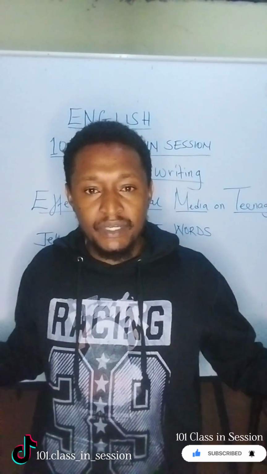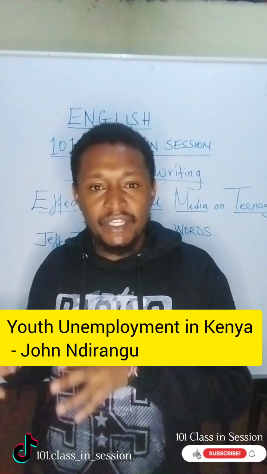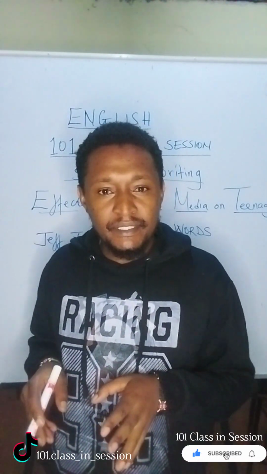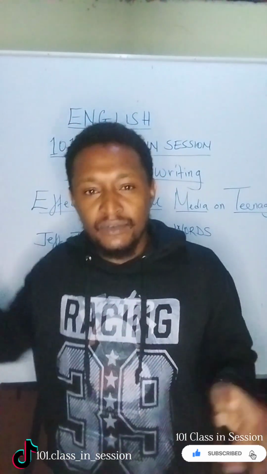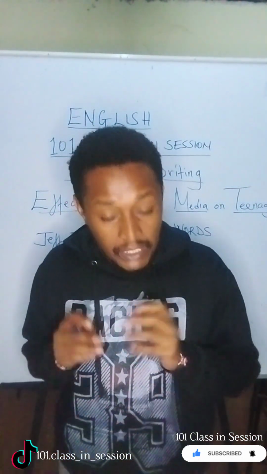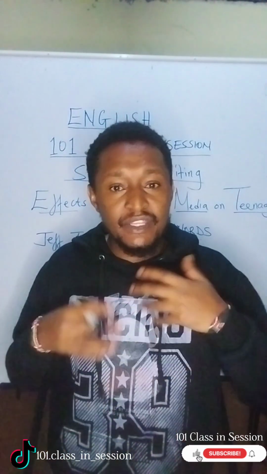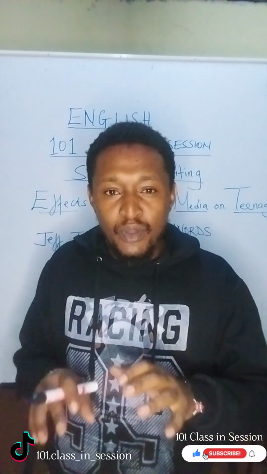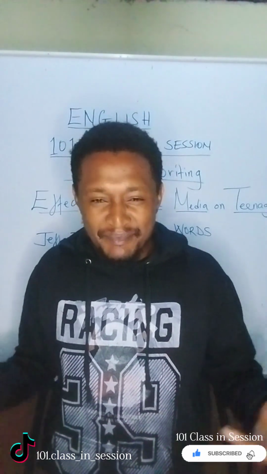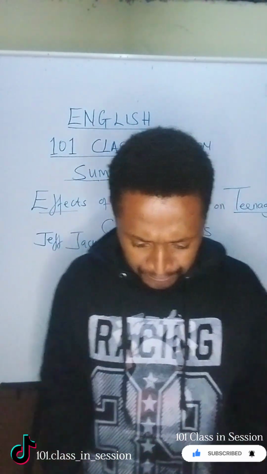Let's say for example, tuko na article imeandikwa hivyo, youth unemployment in Kenya by John Dirango. So you can say that John Dirango examines or looks into the reasons behind the rising joblessness among young people in Kenya. As simple as that. Remember, we are still tuko bado kwa summary writing.